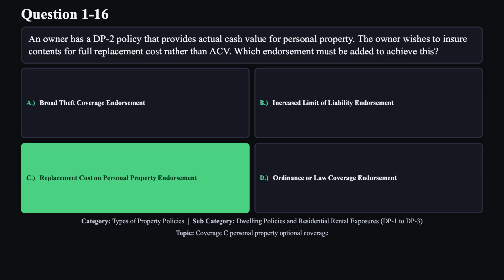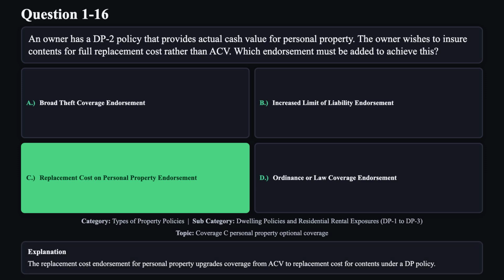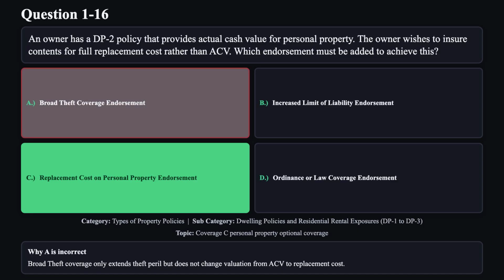The correct answer is C. The replacement cost endorsement for personal property upgrades coverage from ACV to replacement cost for contents under a DP policy. Reason A is not correct. Broad theft coverage only extends theft peril but does not change valuation from ACV to replacement cost.